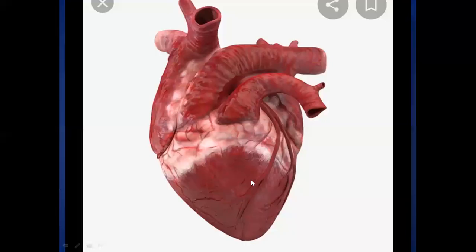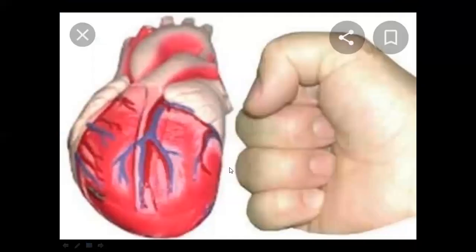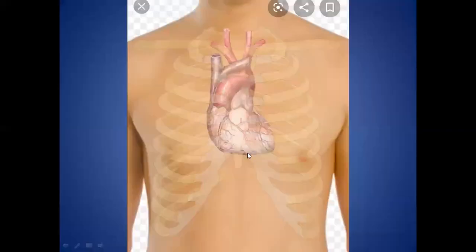This is the image of a real heart. The real heart looks like this. As I told you, the size of a heart is the same as the size of our fist. You can see this is the fist. When you close your hand, it becomes a fist. So you can see the size of the heart and the size of the fist are the same. The heart is located in our chest. Again, you can see it from this image. The heart is present in the chest.